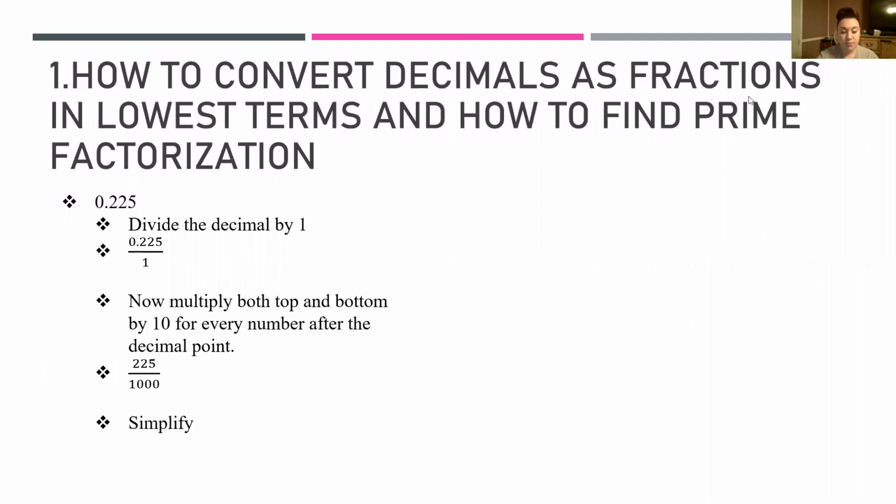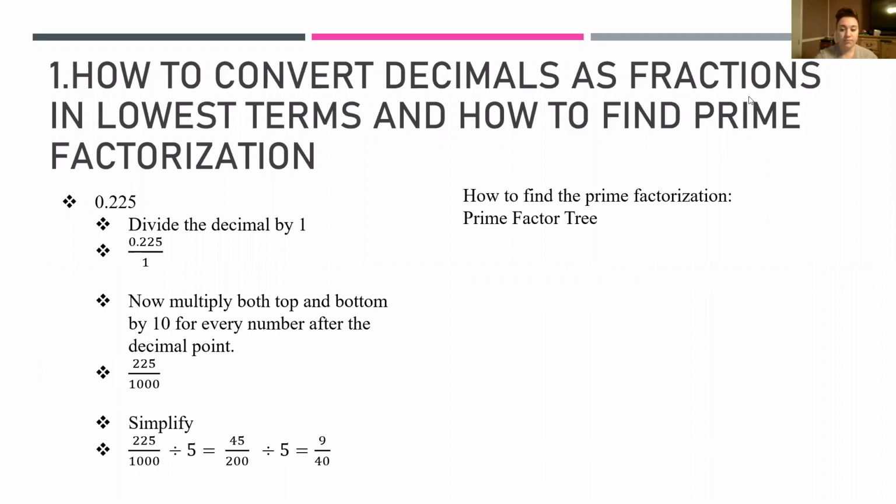And so now we simplify. 225 over 1,000 divided by 5 equals 45 over 200. We divide by 5 again, and it gives us 9 over 40. So how to find the prime factorization using the prime factor tree.